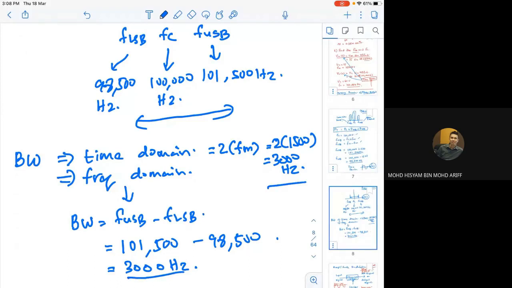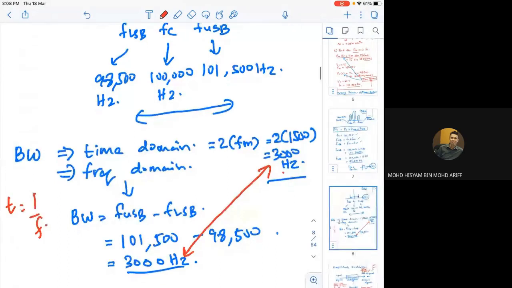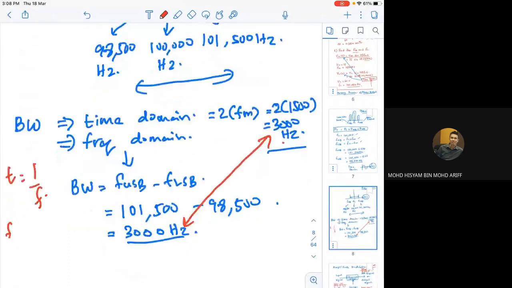So same, you can prove using time domain and also frequency domain. Why? Because T equals 1 over F, and F equals 1 over T. No problem. You can do analysis in time domain, you can do analysis in frequency domain. Now we finish on bandwidth.